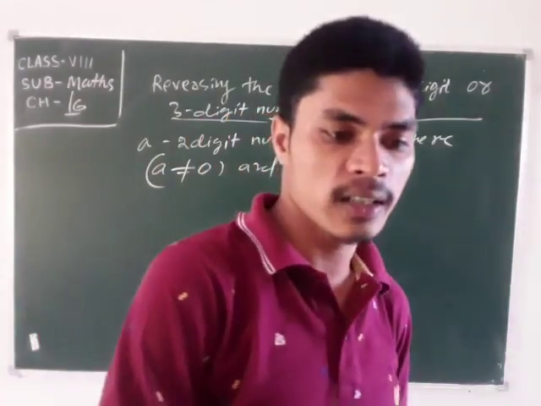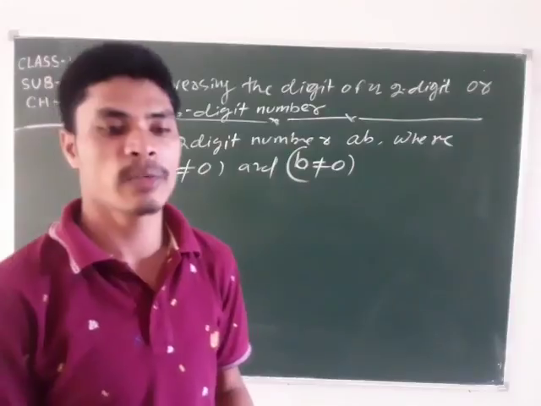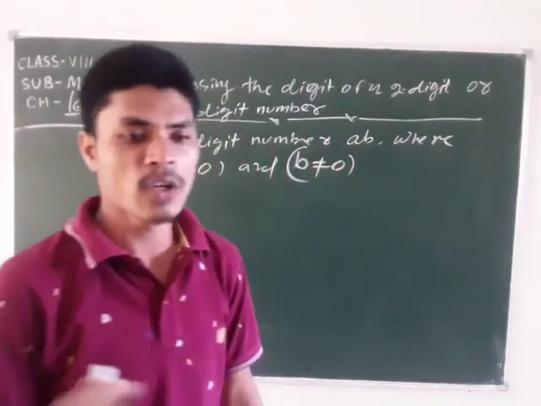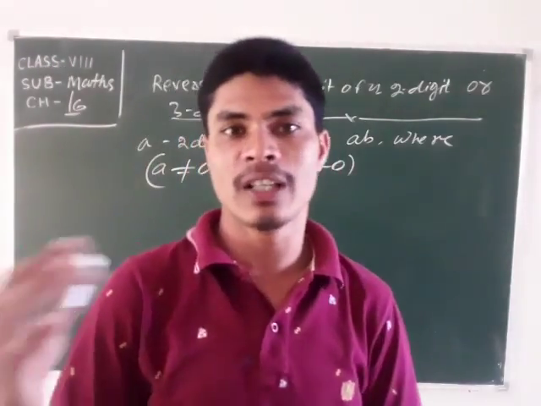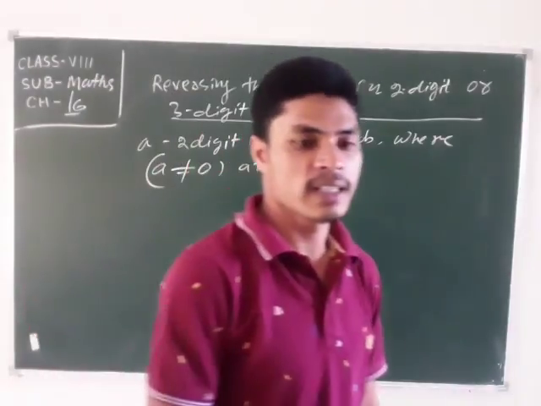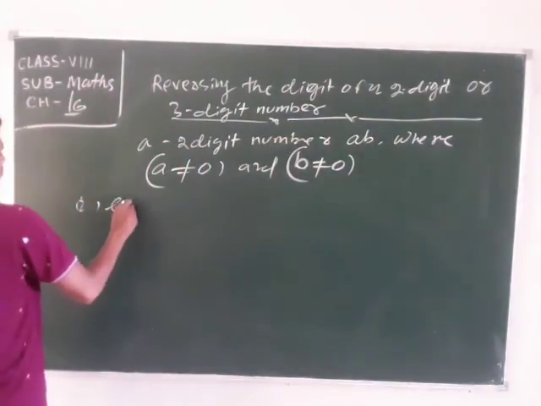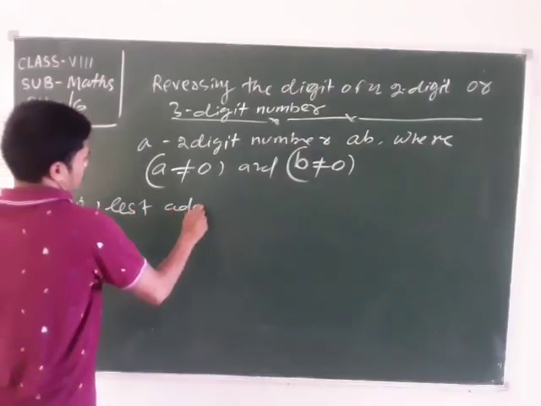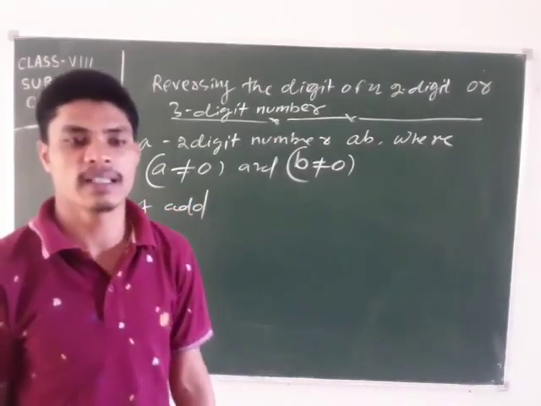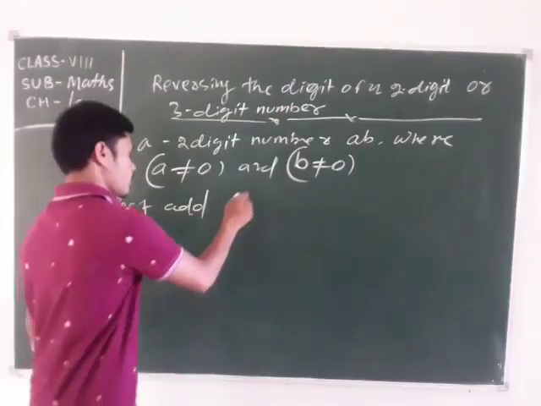Okay, now let's add two numbers. And how can we add two numbers? See, on reversing the digits, we get the new 2-digit number. If you get the two new 2-digit numbers, let's add them. First one, how we learn? Let's add. That means first we can add the 2-digit numbers.